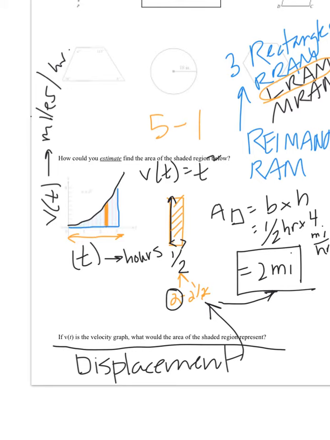So when we accumulate the total space, let me use a different color, all this space is going to give me the total displacement of the object on the interval from here to there. And often on the AP exam they'll say, explain the meaning of that accumulation. We would discuss the starting value, the ending value, and what this means. And they like to do that in the scope of an object that's moving.